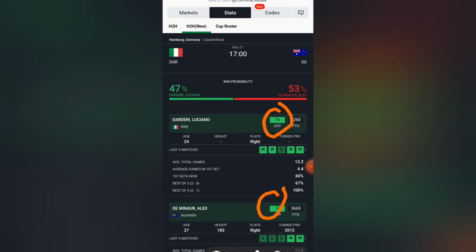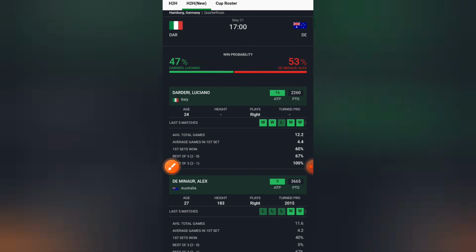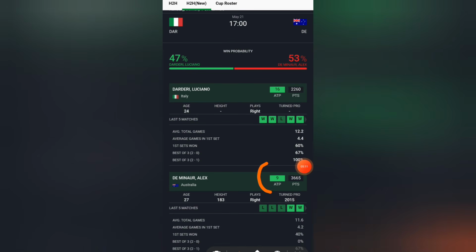All right, so that is it. Now you can see Alex is number 9 on the ATP ranking, and Luciano is 16 on the ATP ranking. So this is very important. Another thing that you need to look into is their recent form. That one is also very important. Don't go for games whereby one side is actually in good form and the other one is not in very good form. That one is very risky.